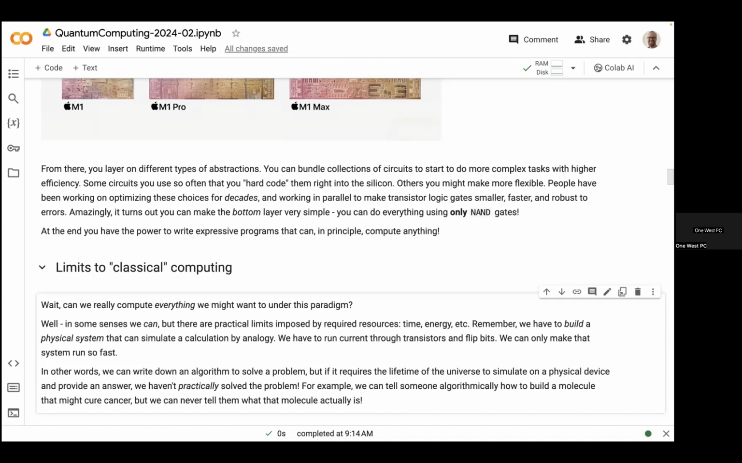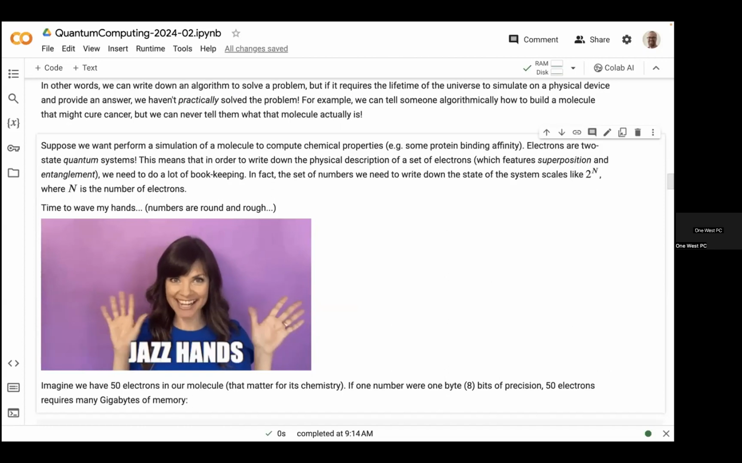And so that's a problem, right? We haven't really solved the problem. Okay, so just to get some sense of how difficult that problem is, of thinking about building molecules and testing properties of chemicals and things like that.